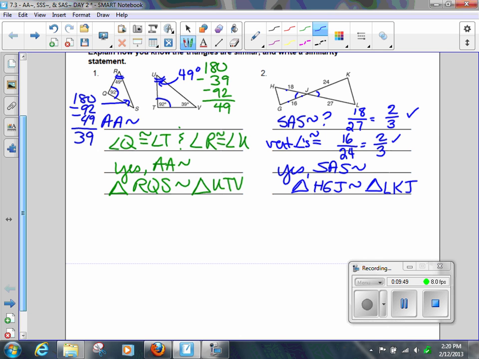It would have not been in the right order. Remember, you got to have the corresponding sides matched up properly. H corresponds to L. G corresponds to K. HGJ, LKJ. Here, vertical angles are congruent. Questions at all? Is this making better sense to you?